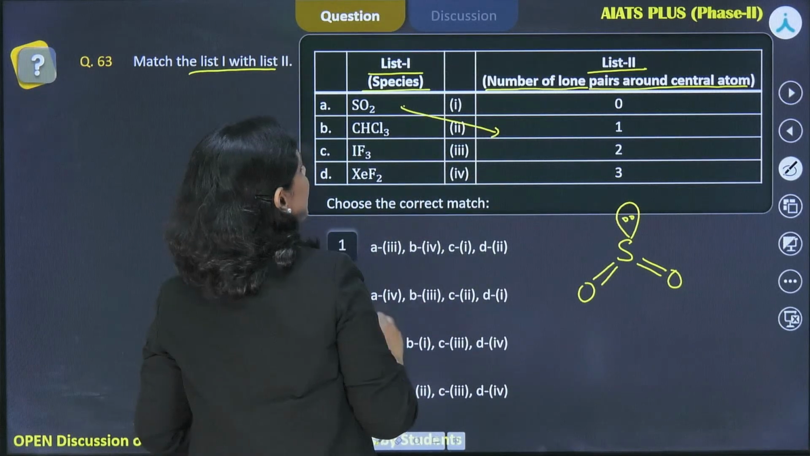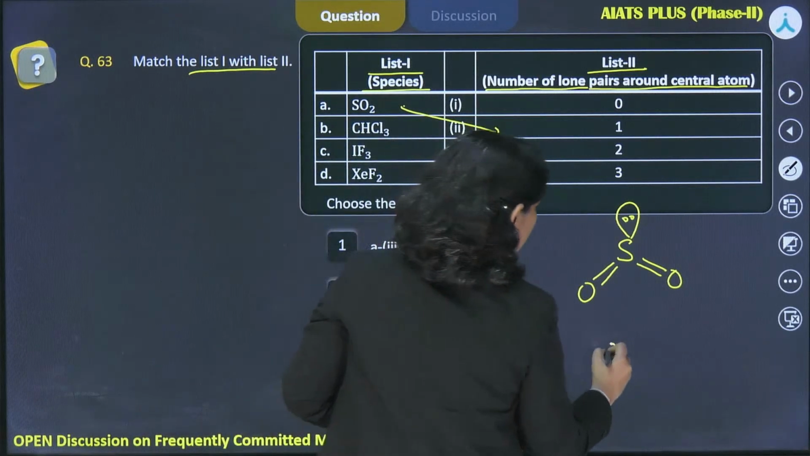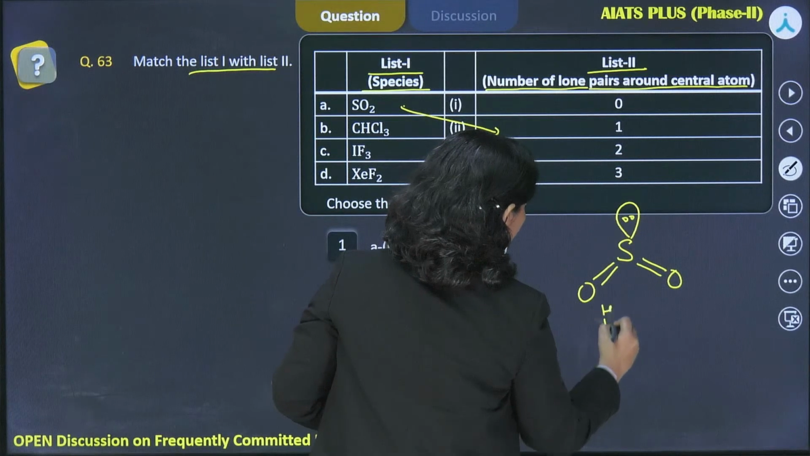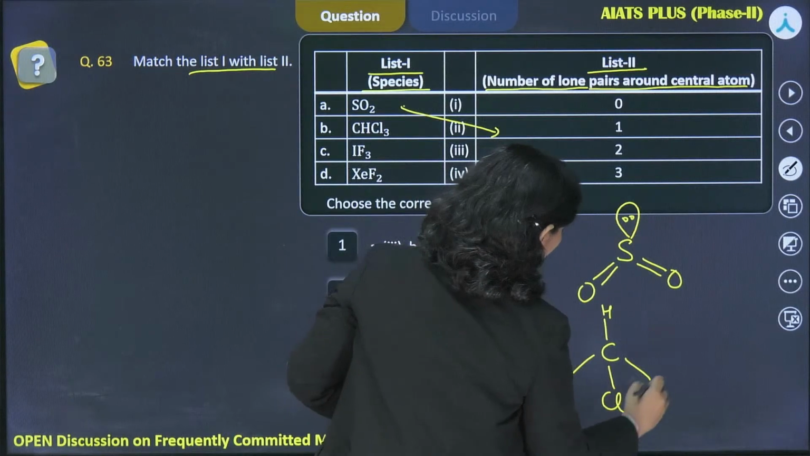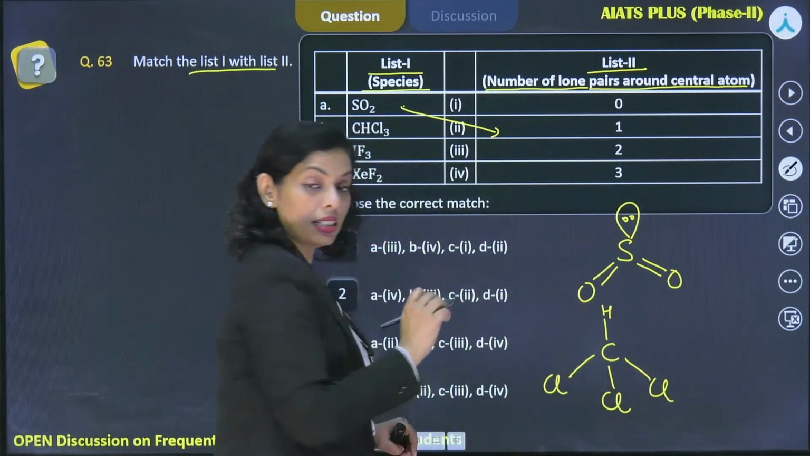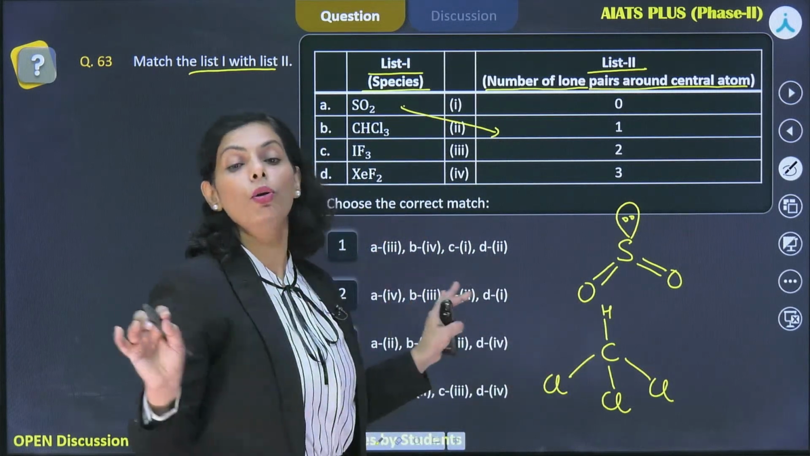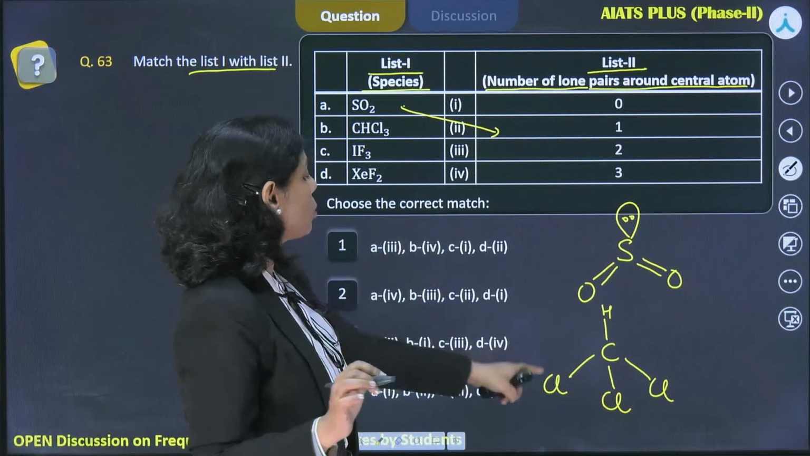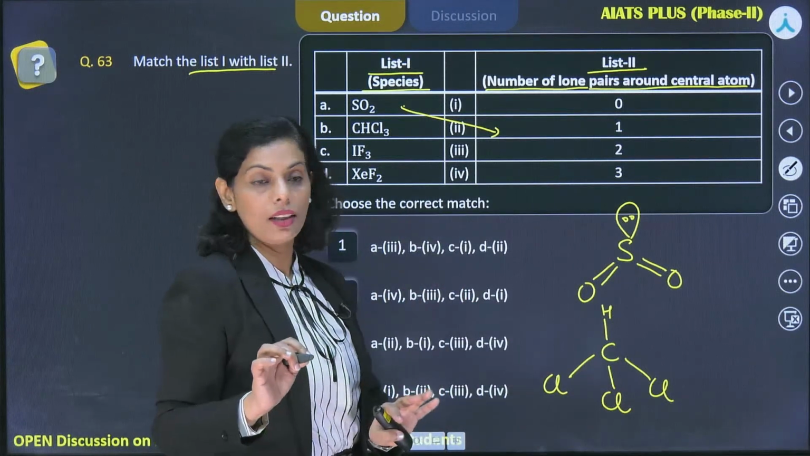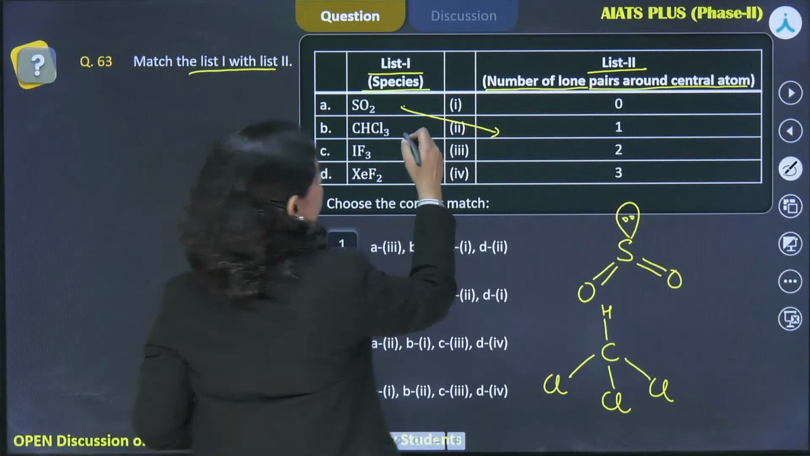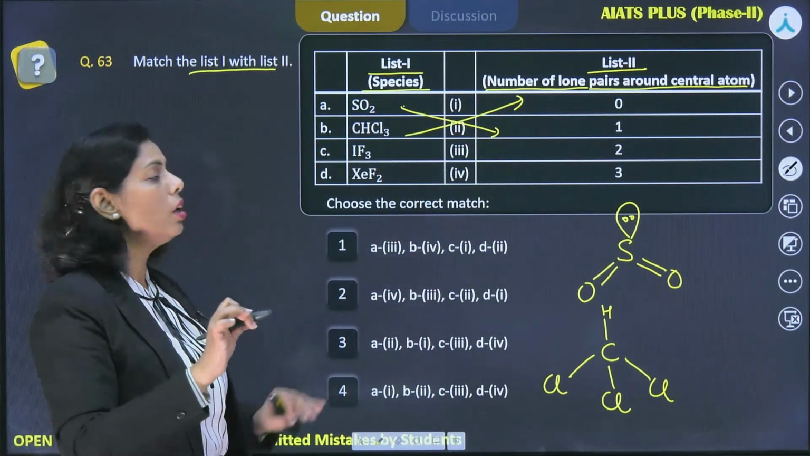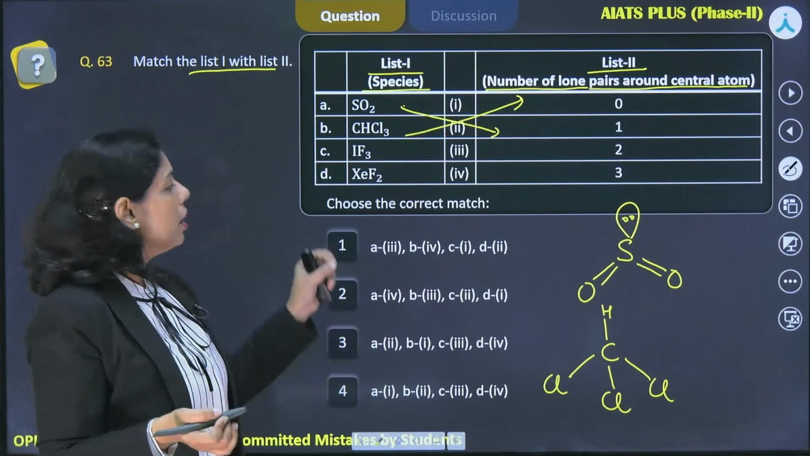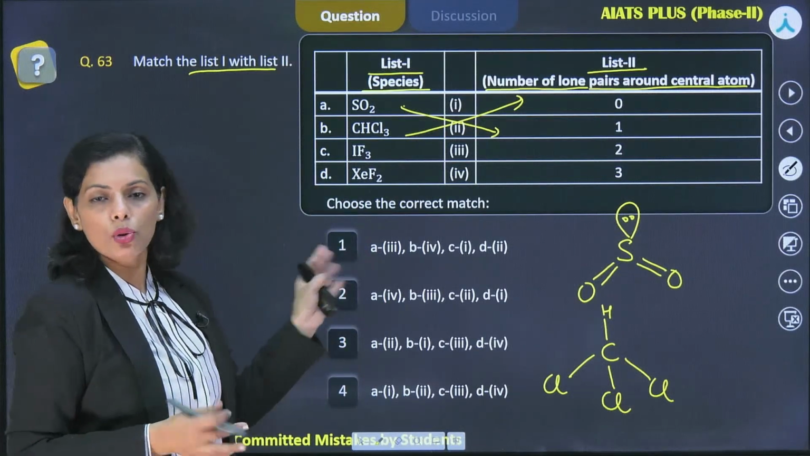Then CHCl3, chloroform. Chloroform has the central atom carbon bonded in a tetrahedral manner. 4 electrons are there on the central atom and all are bonded this way. There is no lone pair on the carbon atom in case of CHCl3, right? So it would be 0. The simple question it is. If you know the way to draw the structure, that will help you to solve such type of question.